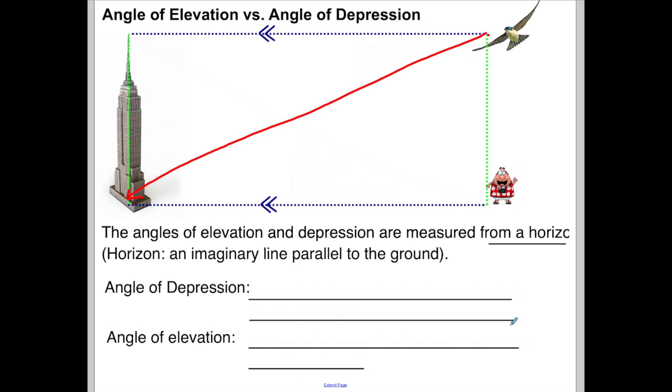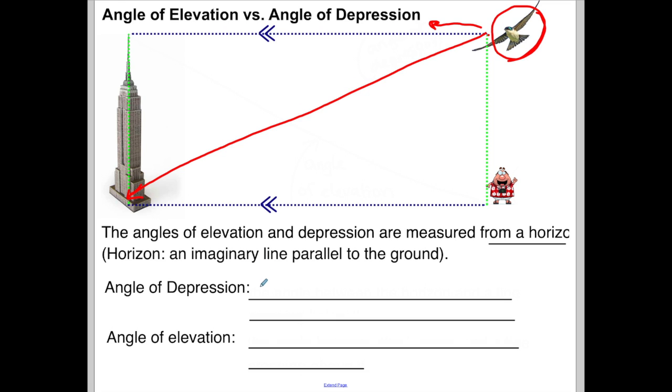Next problem. So here we have two new terms when we're talking about real world problems. We have angles of elevation and angles of depression. So look at our little bird here. Hey, little bird. All right, so this little bird is flying in this direction and is looking down at the building here. You see this is his eyesight down at the building.